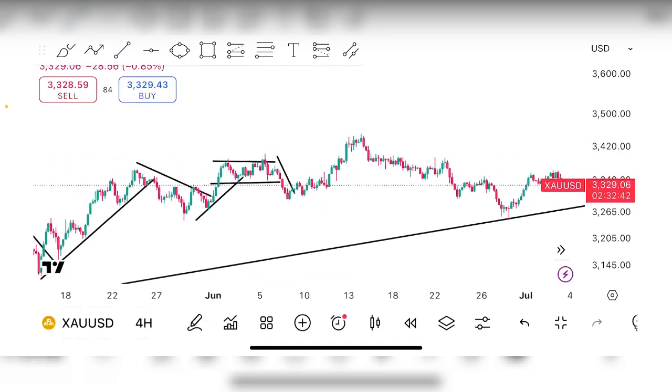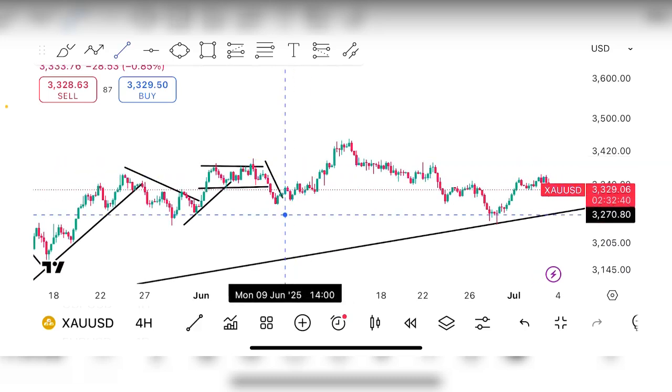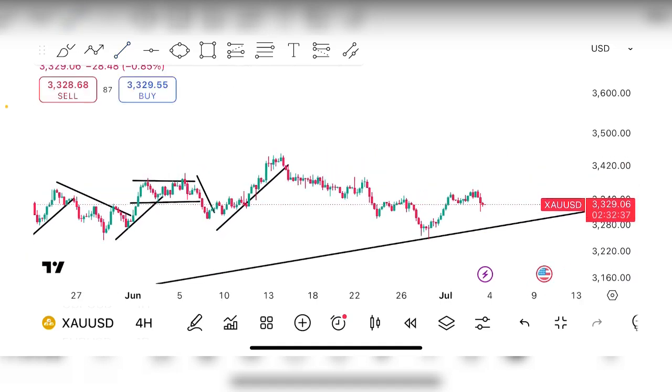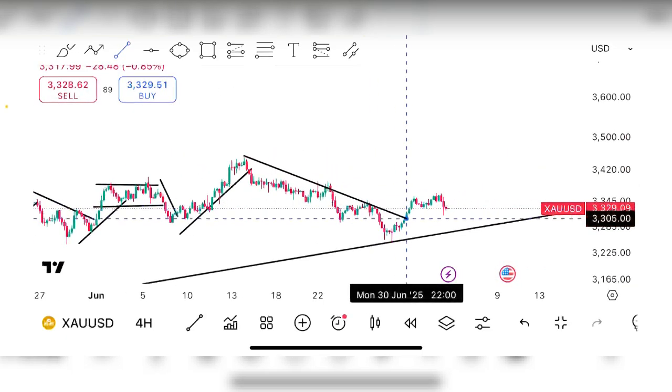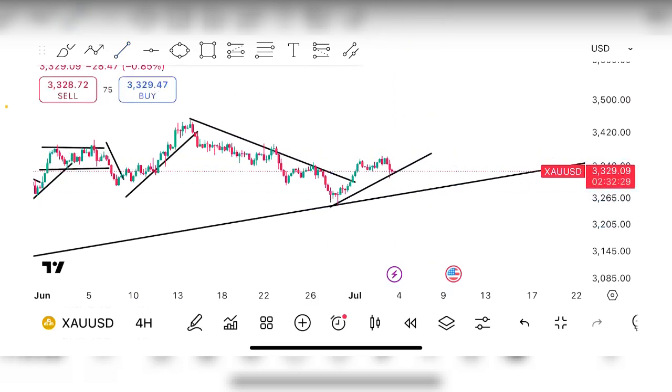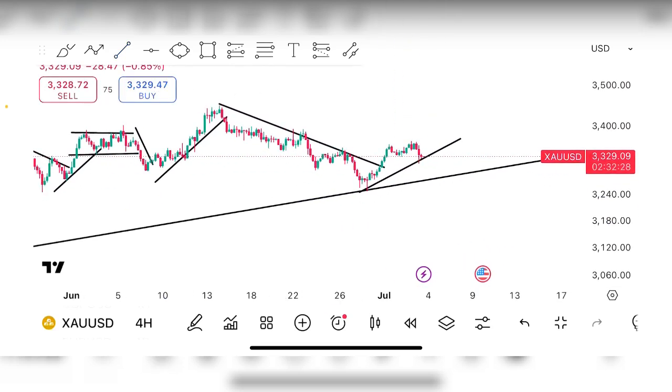That's a mini downtrend. This is an uptrend. This here is a downtrend. And now this is an uptrend. So the market is currently going up, down, up, down. So this strategy I want to show you, there's only one reason.